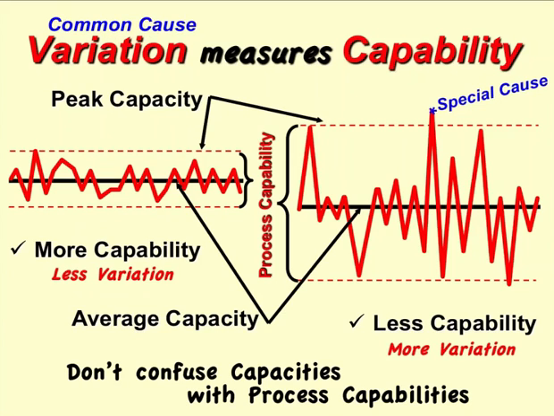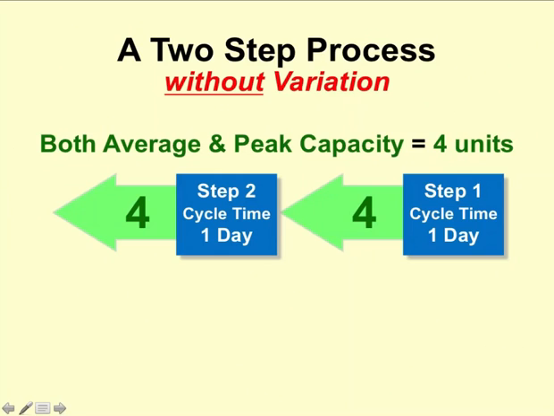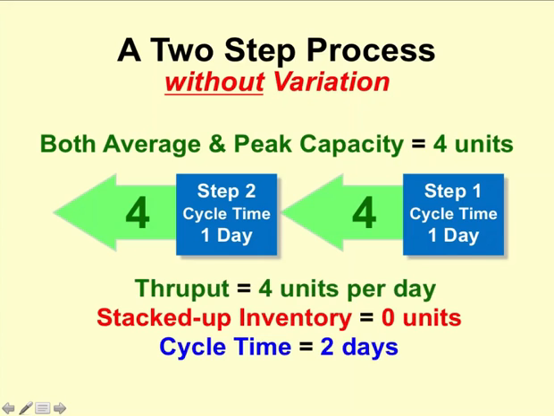Now, I had to say that because I want to set up what I'm going to talk about. Let's take a simple, really simple, two-step process that has zero variation. Both average and peak capacity are 4 units. This thing can do 4 units a day, but it takes 2 days to do it because step 1 can put out 4 units, step 2 can put out 4 units, but it takes a cycle time of 1 day and a cycle time of another day.